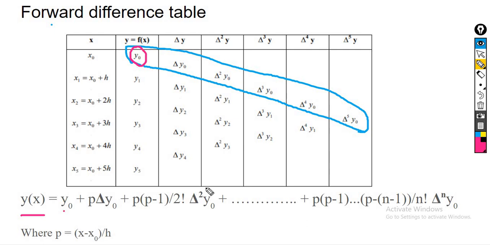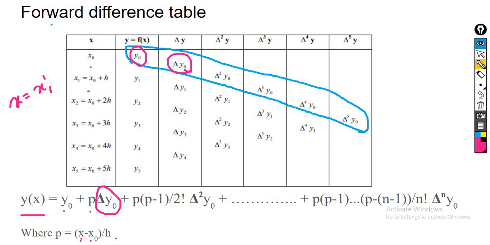Then the second one will be delta y0. You have delta y0 in this part, but this will be multiplied by p. Now what is p? p is x minus x0 divided by h. So x0 is known. So what is x? If you want to find a value somewhere in between x0 and x1 or x1 and x2, you're going to consider some value. Say this is x1 dash, some value somewhere here. So this is basically x.